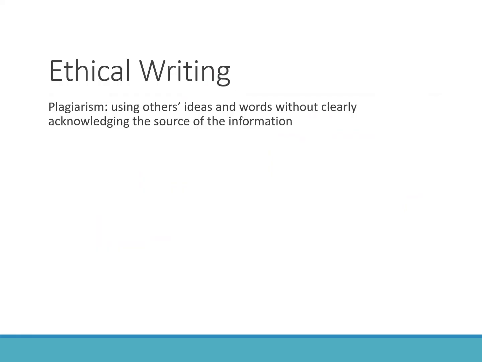So plagiarism is defined as using others' ideas and words without clearly acknowledging the source of information. So in college, a large portion of what we do is engage with others' ideas, texts, lectures, discussions, and we incorporate them into our own writing. So it's important that we are able to do this, but also give people credit where it's due. So when we talk about ethical writing, we're talking about how we give other people credit for their ideas. So plagiarism happens when we use other people's ideas and words without clearly acknowledging the source of information.